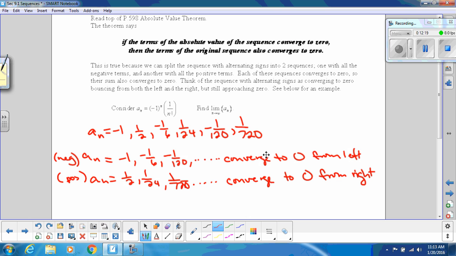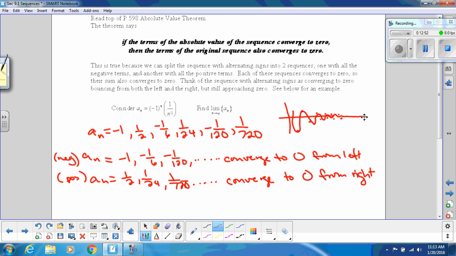Okay, so visually, think of it this way. If I were to graph these, my first term is at -1, then my second term is at 1/2, then my third term is at -1/6, and then my fourth term is 1/24. And so it's going to keep doing this, right? So even though it's alternating, it's getting closer and closer to 0. So if I take the limit as it approaches infinity, it will equal 0. Okay?